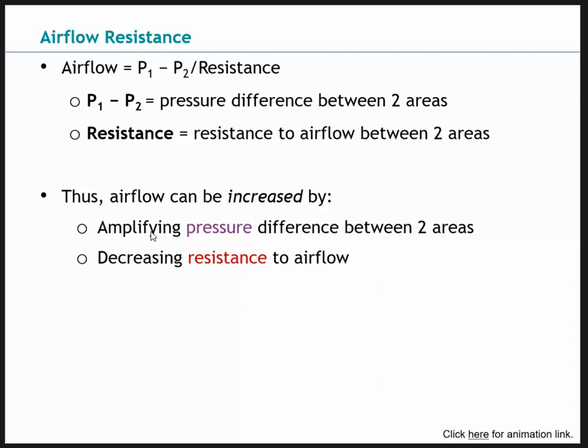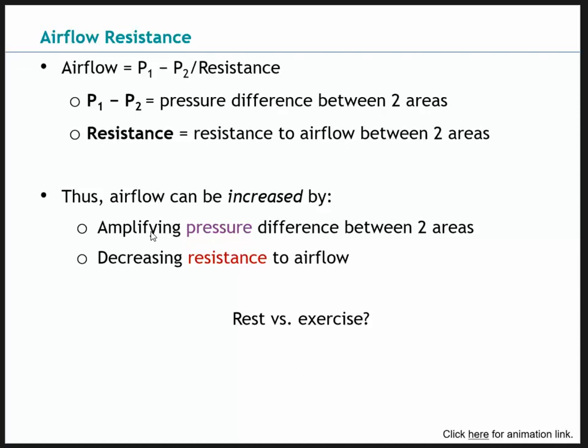And then also a decrease in resistance. This one makes sense, just like with blood flow. If there's a blockage, we're not going to get as much blood flow to a specific organ or tissue. Same with airflow. If there's a blockage, let's say in our trachea, or any type of constriction, we're going to have decreased flow there because of that increase in resistance.